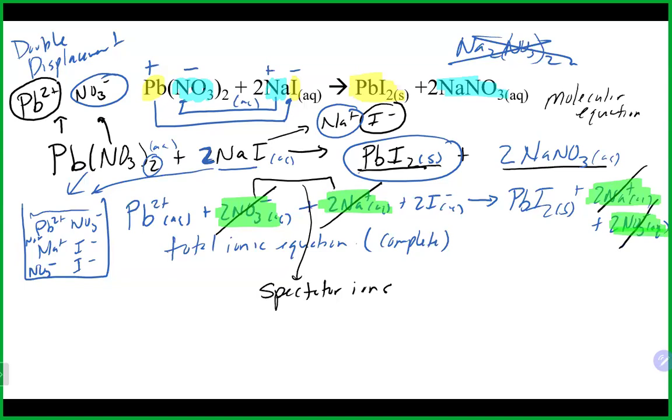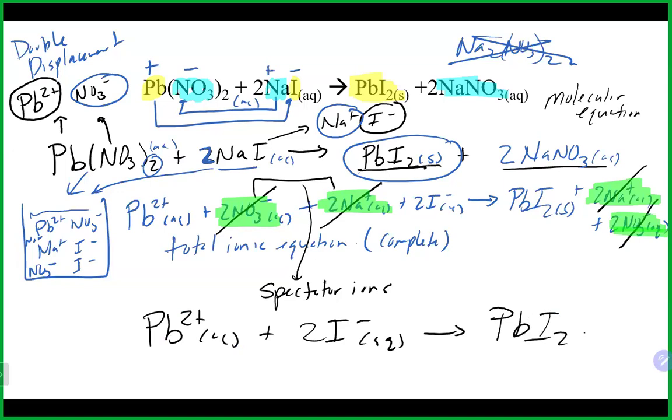And what we're left with is a third type of equation. In this case, this is the lead 2 ions and the two iodide ions forming our solid, lead 2 iodide. This is what is known as the net ionic equation. And the net ionic equation is the one that basically tells you what is happening in this reaction.